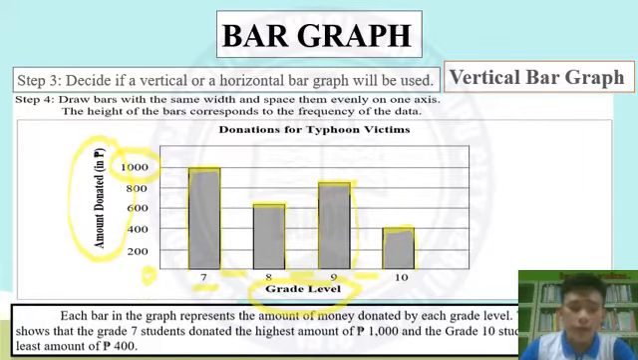Therefore, each bar in the graph represents the amount of money. So grade 7 donated 1,000 pesos. That's why the bar is located at 1,000. Grade 10 is the least amount donated, which is only 400, and grade 7 is the highest amount donated.